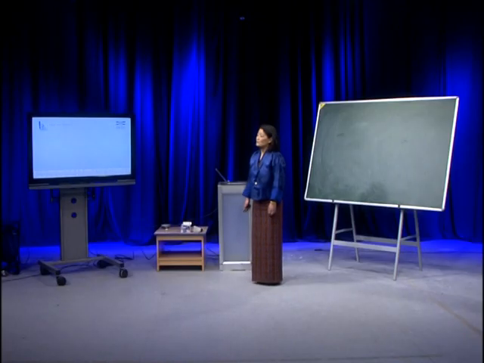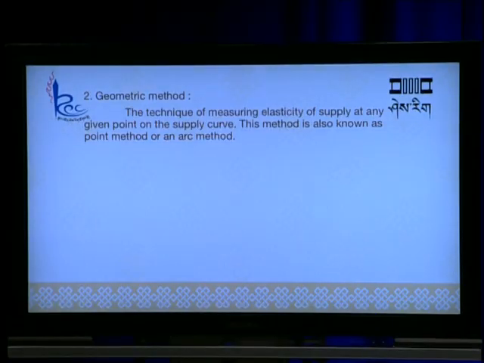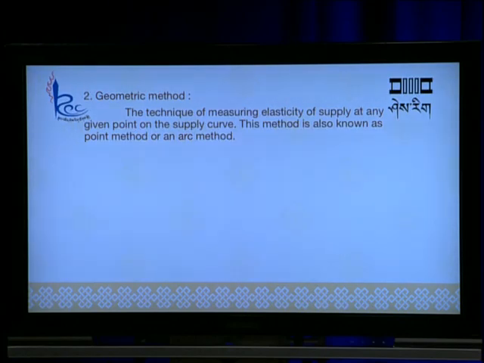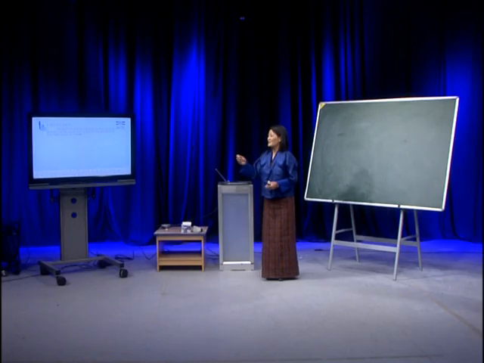Now let us look into the second method, that is the geometric method. This method is used to find out the price elasticity at any point given on the supply curve. It is called the point method, because you are calculating elasticity for a given point on a supply curve. It can be called the point method, or you can also call it an arc method. Let us look into how we calculate elasticity of supply using the point method.